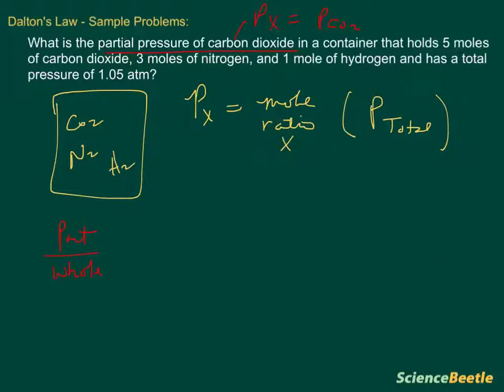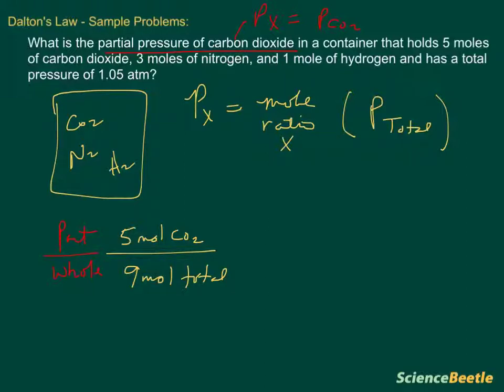The part that we know here is the part for CO2. CO2 holds a total of 5 moles, and the whole, what is the total number of moles for this container? That's going to be 5 plus 3 plus 1, so a total of 9. So there are a total of 9 moles in this container. So this is our mole ratio, which is 5 to 9.